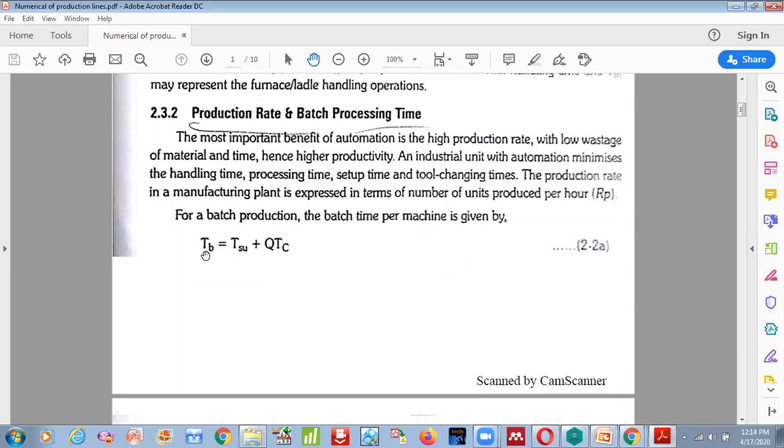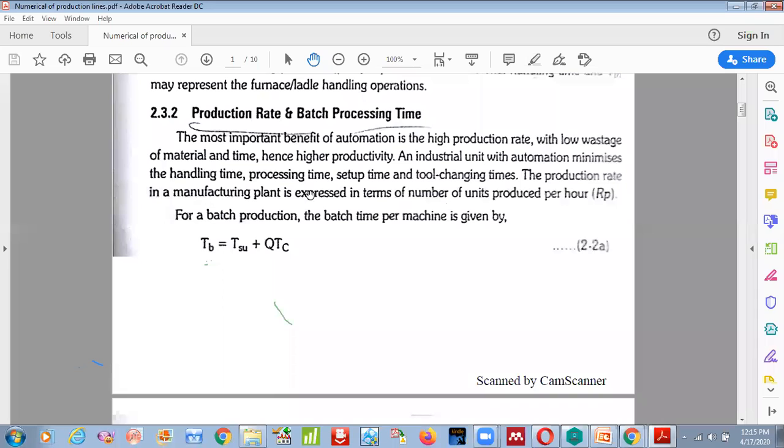Is it clear? TB refers to the batch production time. Please be careful here, a batch is different. For example, if you are making bolts of 10 mm, and also preparing 20 mm, 30 mm, different diameters of bolts, the batch refers to one particular dimension. Say, only 10 mm bolts, around 1000 of them. This 1000 we call a batch. So here, my dear friends, batch product processing time is referred to by TB.